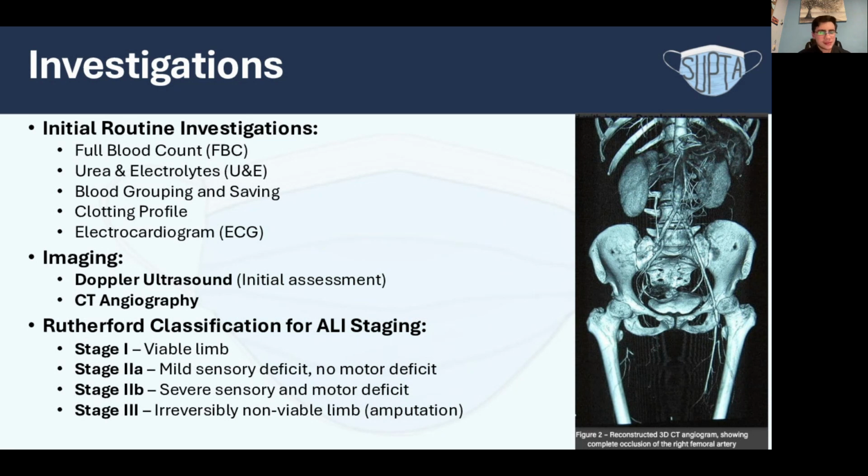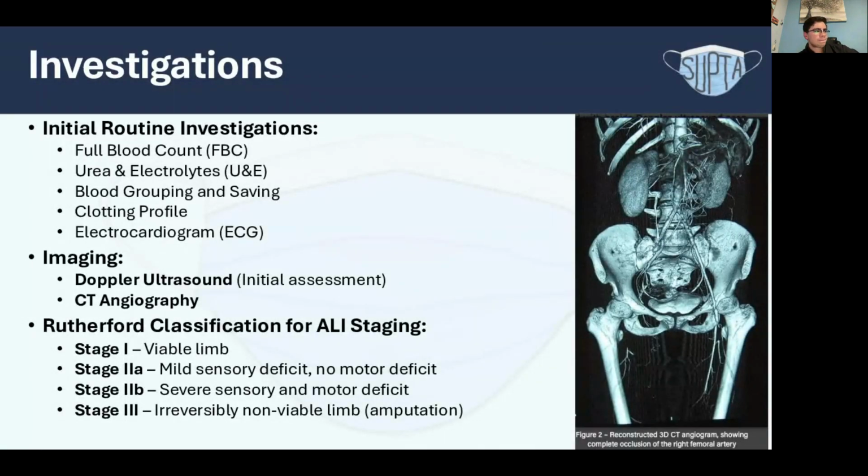In terms of urea and electrolytes, very important. It evaluates the renal function. And I want to really leave it just at that. I'm going to talk about it in the next slide. Why would we need to evaluate the renal function? You can, if you want, think about it in the back of your head now, because we'll go back to it.